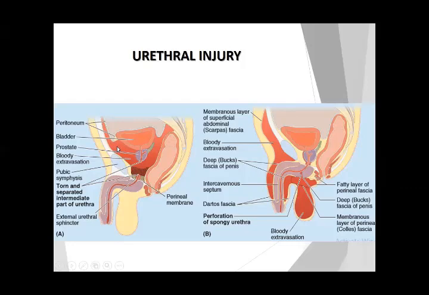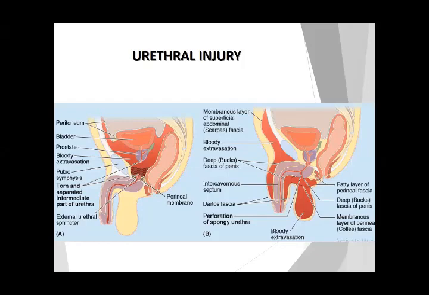Anteriorly, it will be deep to the muscles of the anterior abdominal wall. So it is deeply placed here. Either it will be deep to the fatty layer. So this is the difference of the urethral rupture in the two sides.